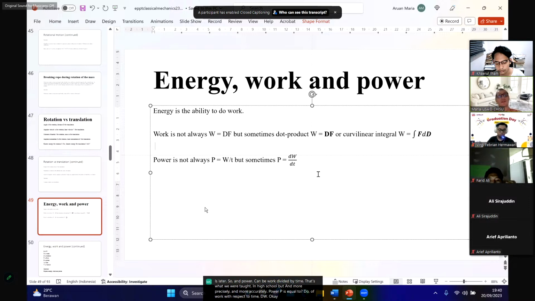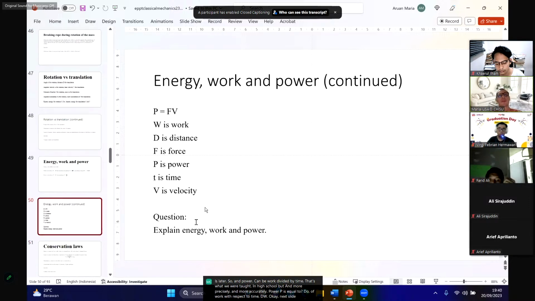Okay, next slide. Power sometimes can be expressed as force times velocity. It is possible to show that that's the case. So P is equal to F times V. P is power, F is force, V is velocity. So I will ask you to explain the basics of energy, work, and power. Any questions?